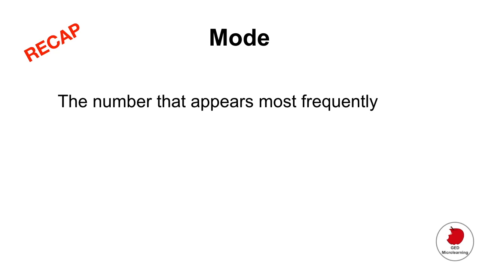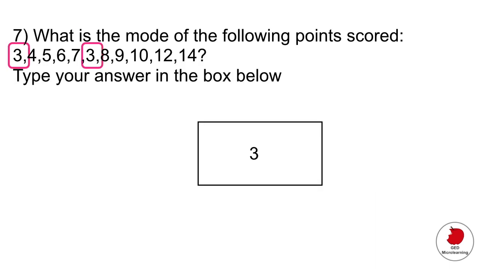Mode is pretty easy. It basically means the number that appears most frequently. So you don't actually have to do any calculations. When you look at that list again, you can see that the number 3 is the one that pops up more frequently. So that's the mode. And that's all there is to this question.